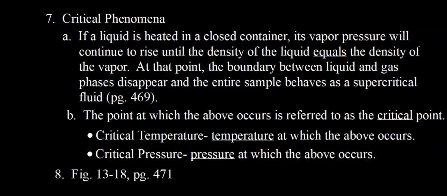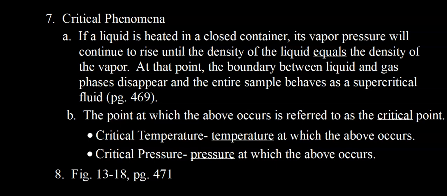Up next, let's talk about critical phenomena. It says if a liquid is heated in a closed container, its vapor pressure will continue to rise until the density of the liquid equals the density of the vapor. Interesting how this happens. At that point, the boundary between liquid and gas phases disappears and the entire sample behaves as what is called a supercritical fluid. I can see some diagrams of this on page 469 in the middle, and we see at some point where liquid and gas phases look to be the same, and this is known as a supercritical fluid.